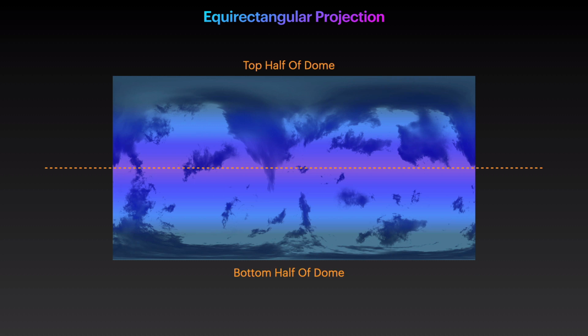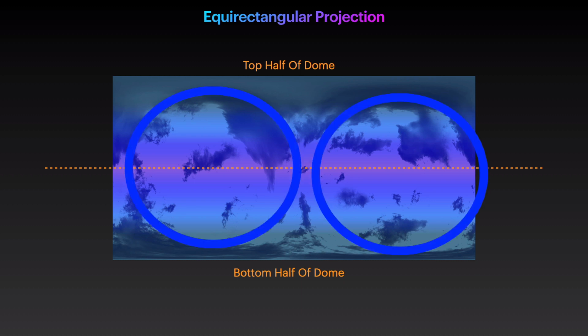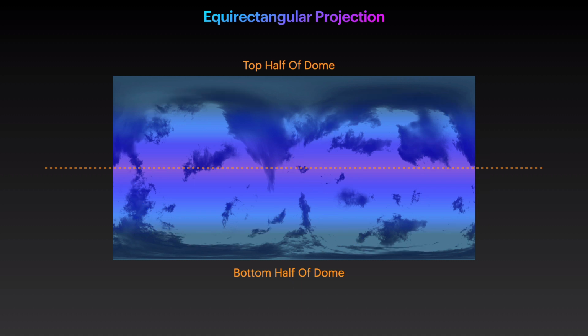So the top is obviously going to be the top dome. The bottom is going to be the bottom dome. And you can kind of notice how the right and the left side would wrap around a sphere by that big M on the top and the W on the bottom. And so that's basically how the projection's made up.